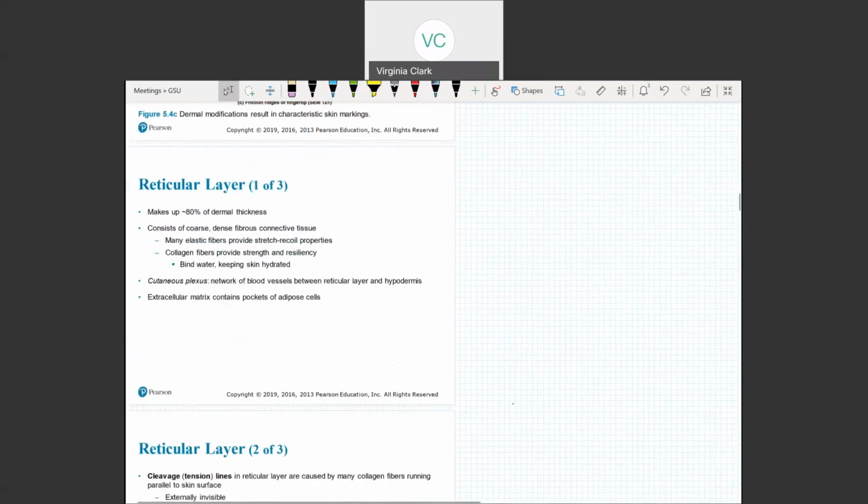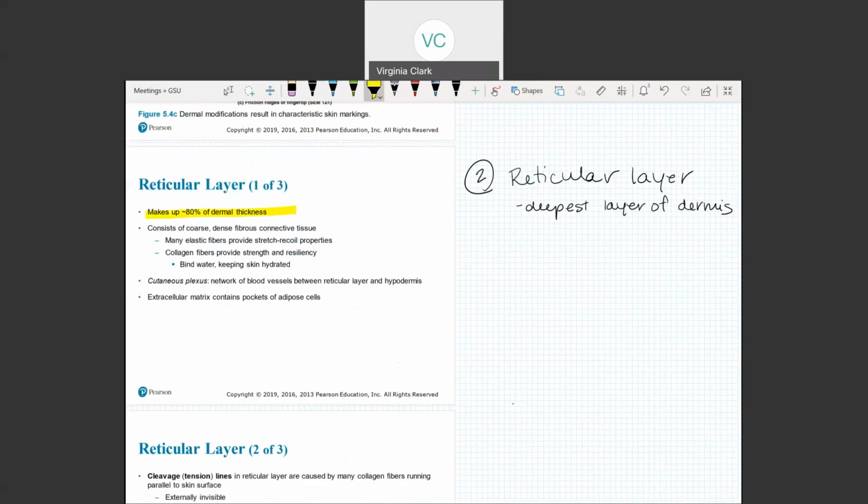The second layer is going to be the reticular layer. The reticular layer is going to be the deepest layer of the dermis. So it's the bottom layer of your dermis, but it's the thickest. It will actually make up about 80% of your dermal thickness. So that's incredibly important. Not only is it deep, but it is going to be super, super thick.